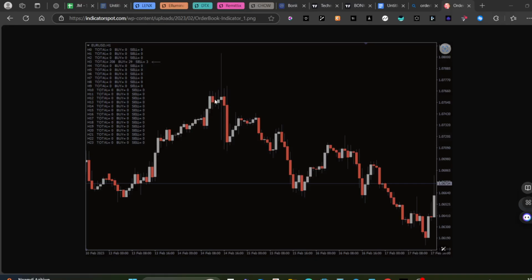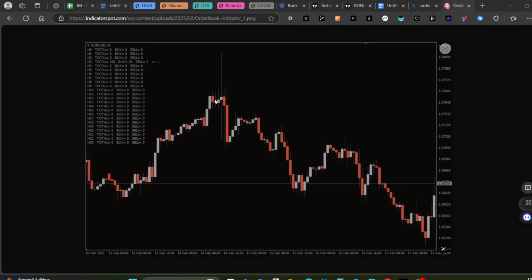Now why is this important? Well, the order book indicator allows you to spot volume anomalies, those unusual spikes in buy or sell orders that may indicate big market moves. Essentially, you are getting a clear picture of market sentiment without having to rely on complex formulas or guesswork.